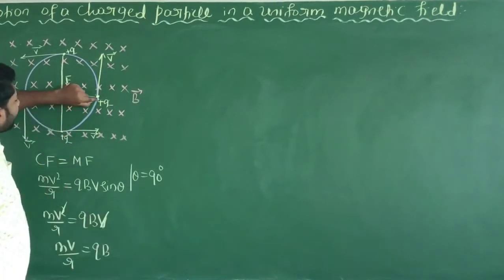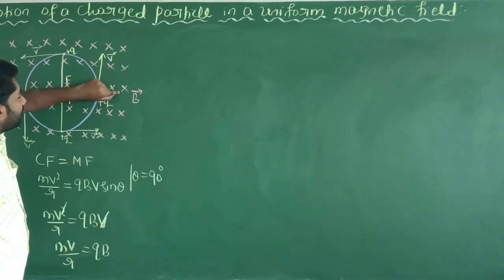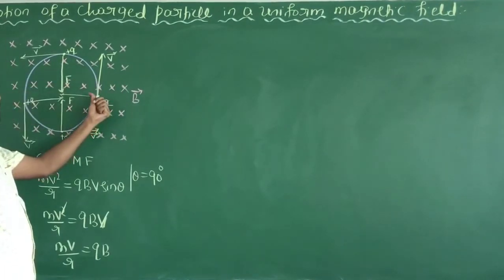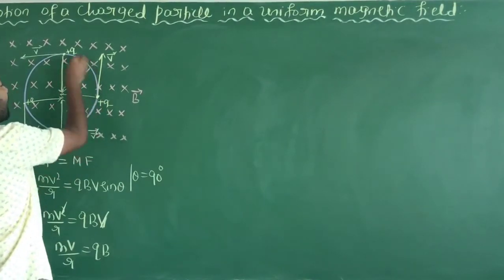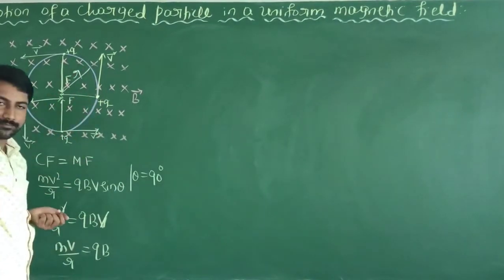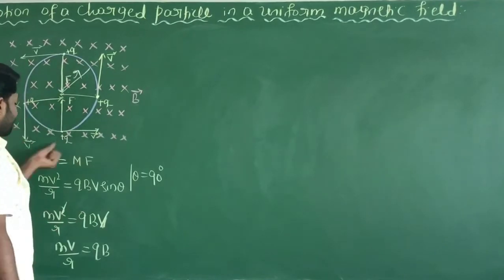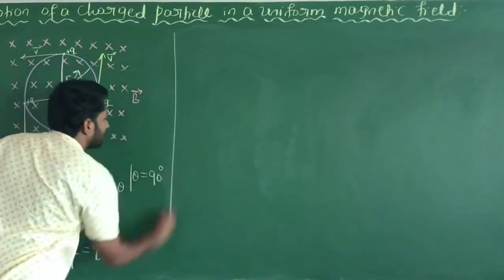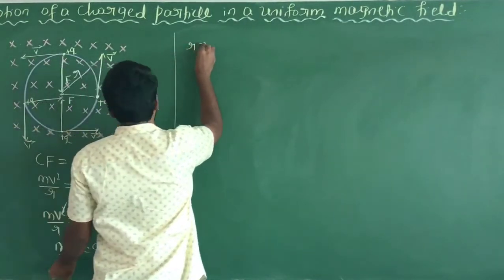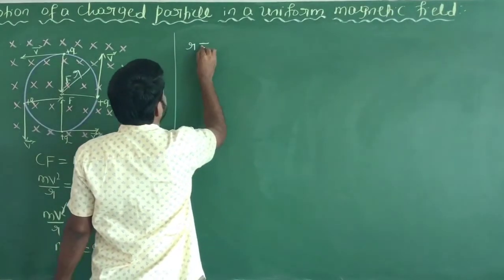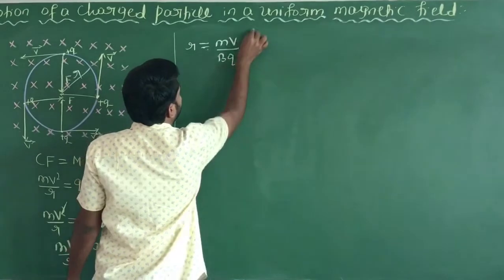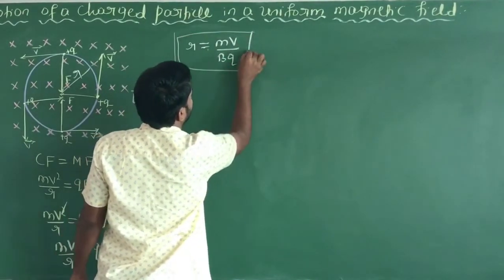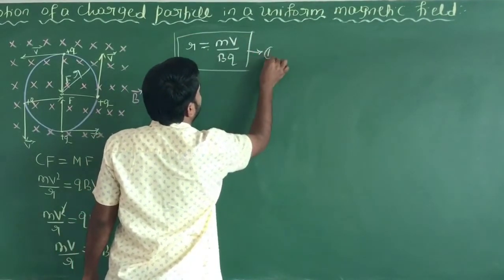When this charged particle moves perpendicular to the direction of the magnetic field, the force is always directed towards the center. Here r is the radius of this circular path. We get r is equal to mv divided by b into q.